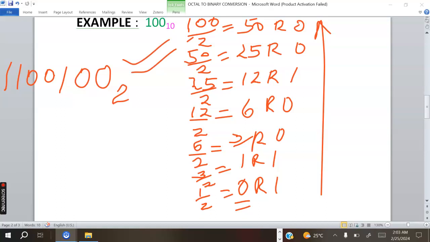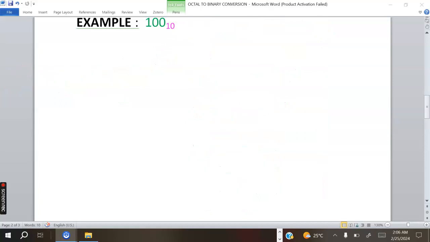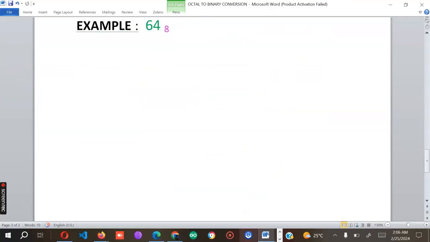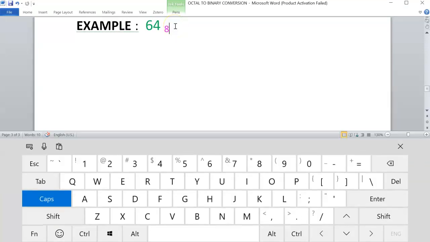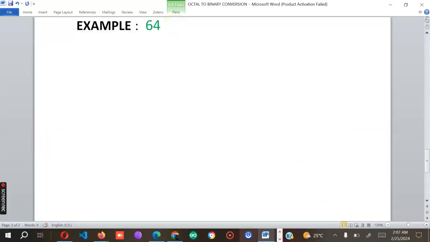Before we dive to our last example. Okay, let's move now to the last example, which is on 64. A very simple case for 64. This is 64 base 10. Okay. For 64, we start as usual.